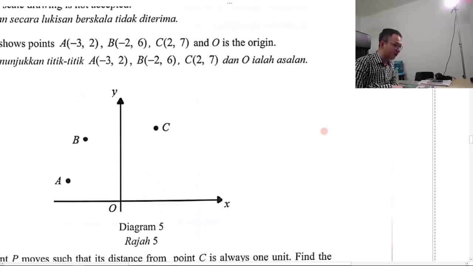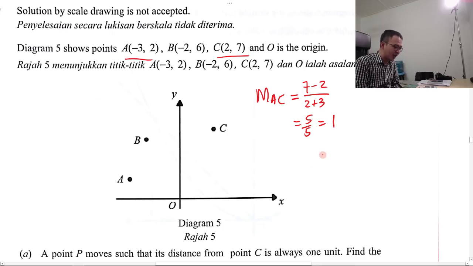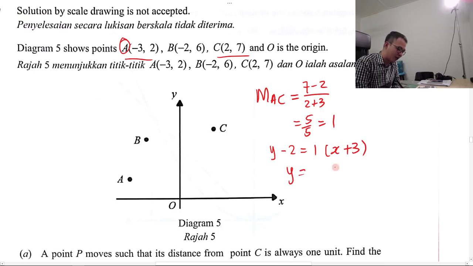Right now I'm trying to find the equation of AC. Since I have the coordinates A and C, I can find the gradient of AC first. So the gradient of AC is 7 minus 2 over 2 minus negative 3, which is plus 3. So it's 5 over 5, my gradient is just 1. Then I can use either coordinate A or C to form my equation. I use coordinate A. y minus 2 equals m, which is 1, times x minus negative 3, so x plus 3. So y equals x plus 5. This is my equation of AC.